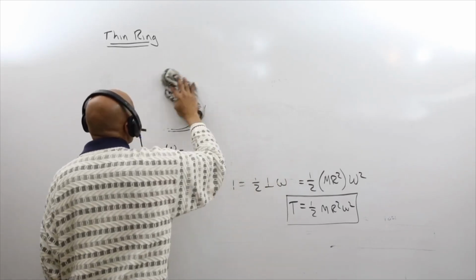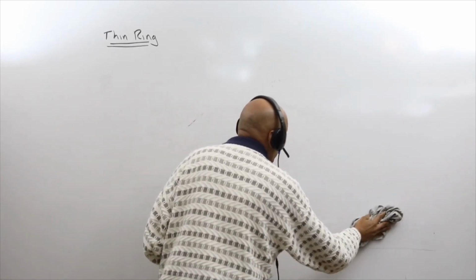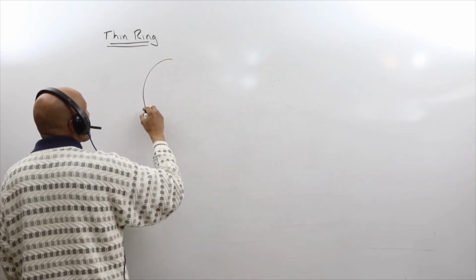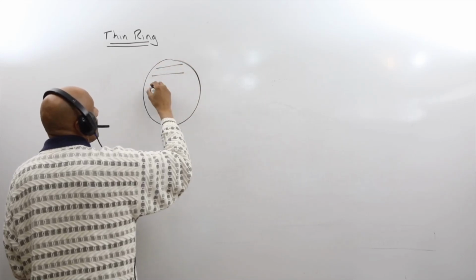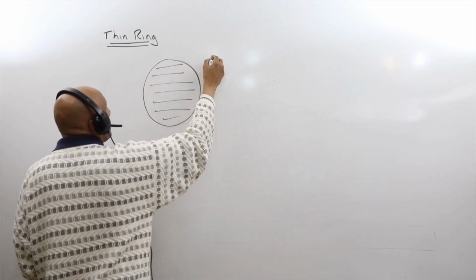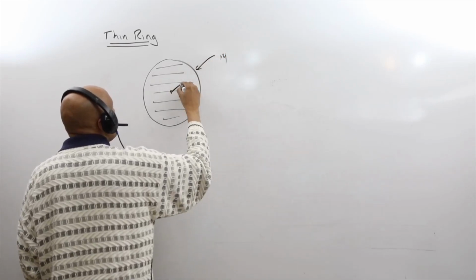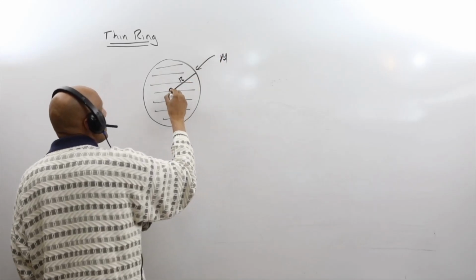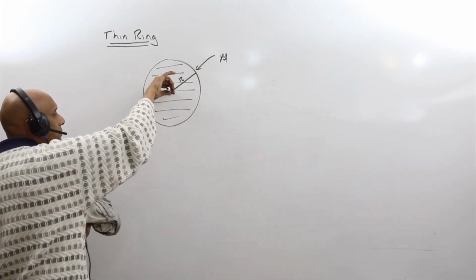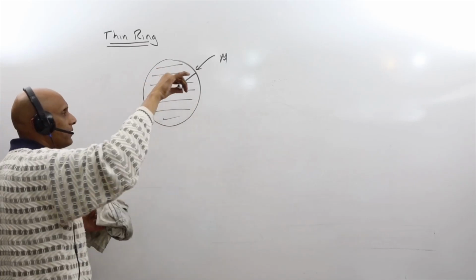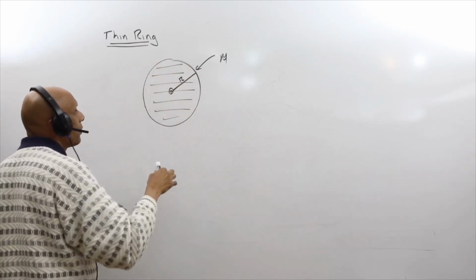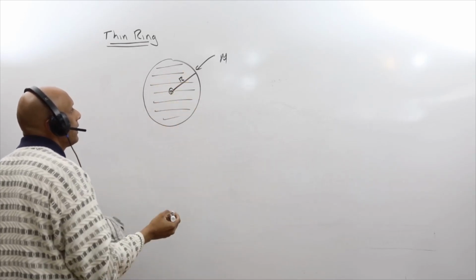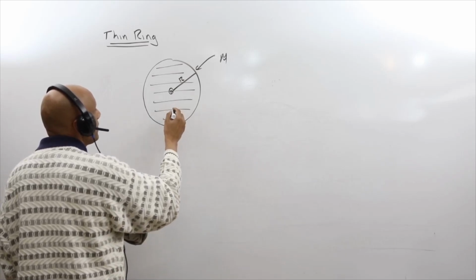So let's extend this to a solid disk. Imagine that we have a disk, and it's got a mass of m and a radius of r, with total mass m. Again the rotational axis is perpendicular to the thin disk, so it's coming out this way. If the disk is in the plane of this board, then the perpendicular axis is coming towards you. And we're going to calculate the moment of inertia of this system.